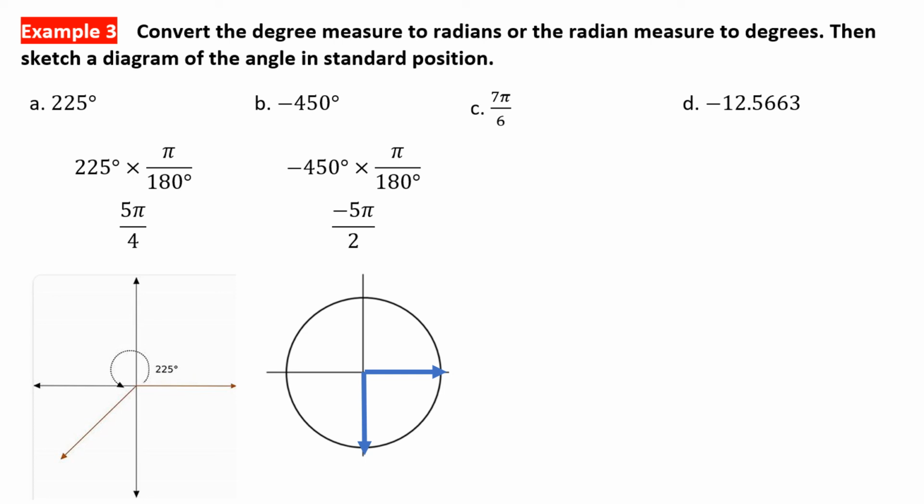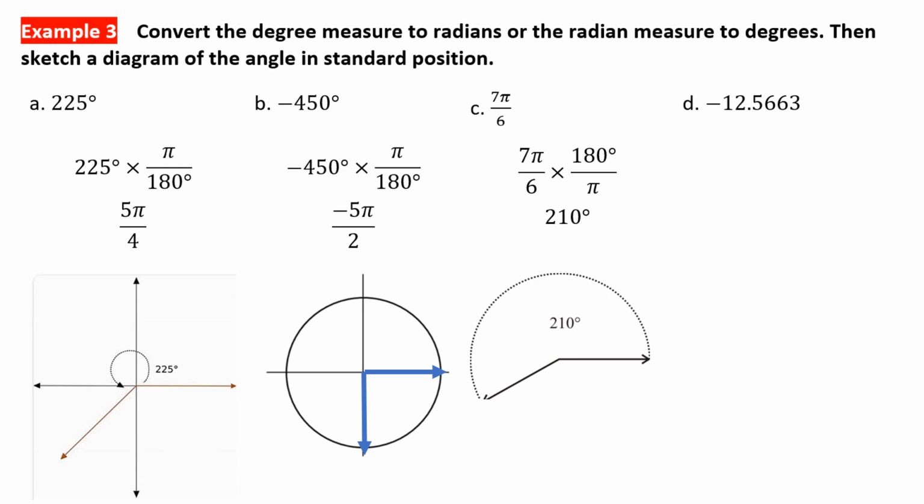7 pi over 6, now that is a radian measure, so we multiply by the reciprocal, that is 180 degrees over pi. Notice now that we have pi in the numerator and denominator, they're going to cancel out, and we'll be left with that degree symbol. So 7 times 180 divided by 6 gets us to 210, and you can see where that's located.